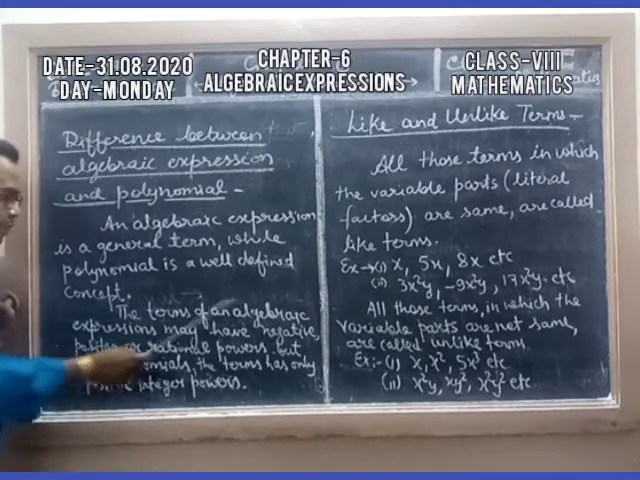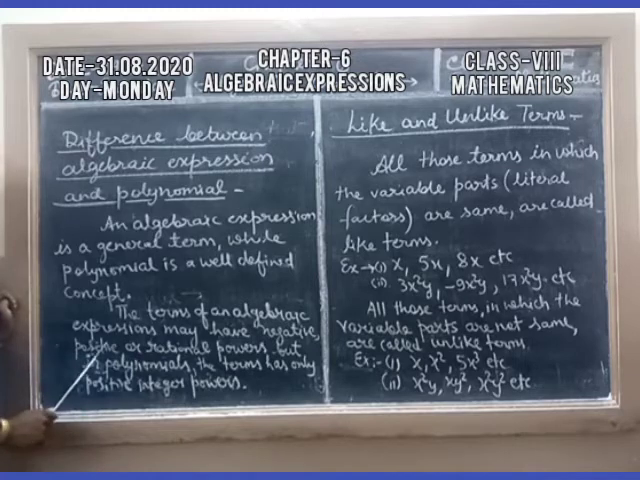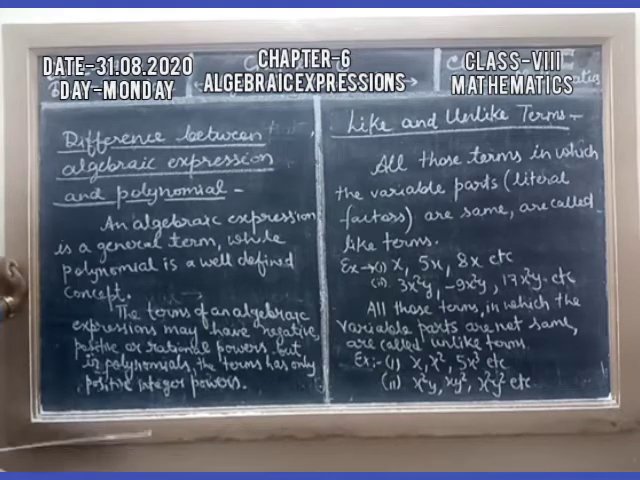How? The terms of an algebraic expression may have negative, positive or rational powers. Rational power means power in the form of p by q. But in polynomial, the terms have only positive integer powers. So in algebraic expression, the terms contain negative, positive or rational powers, but in polynomial, the terms contain only positive powers. So this is the main difference between algebraic expression and polynomials.